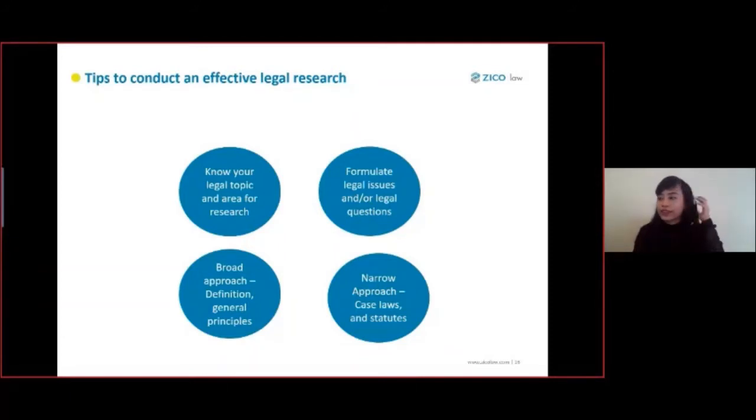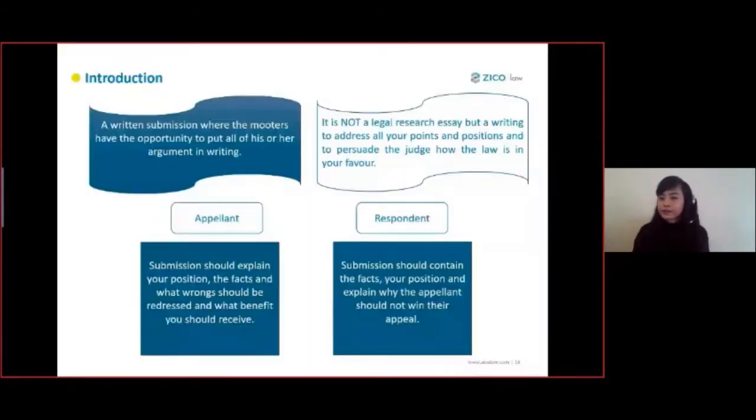Now let's move on to memorial writing skills. Can we move on to the next slide, please? Okay, what is a memorial? I have to be honest with you, this is not my favorite part of mooting, but it has to be done. A memorial is a written submission where mooters have the opportunity to put all of their arguments into writing. A memorial is not a legal article. Don't just put every single law that you know into your memorial. The purpose of a memorial is to articulate your legal analysis in written form. It's basically another form of your oral submission, just in written form.